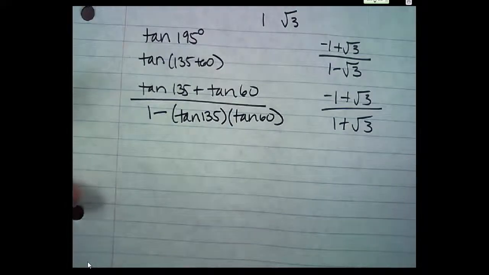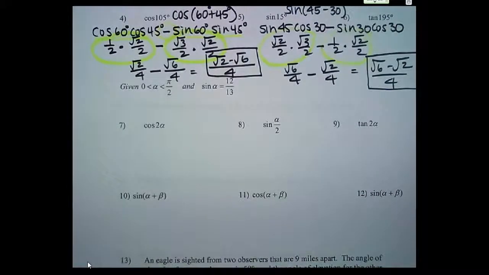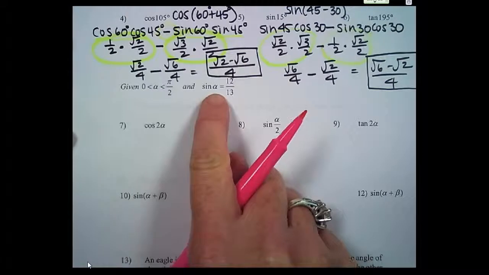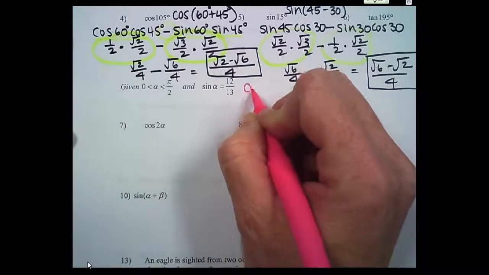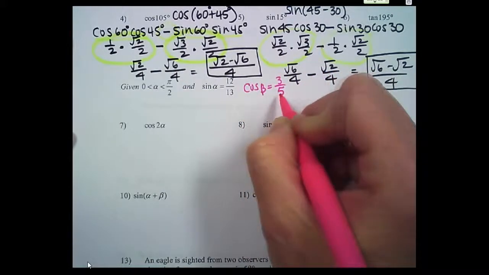Where are we at, guys? Number 7? Okay, let's look at number 7. Can you do me a favor? With your pen, I want you to add some data, okay? Listen real quick. I gave you information about alpha, but I didn't give you any information about beta. So why don't you say cosine of beta is 3/5. Can you add that in for me?